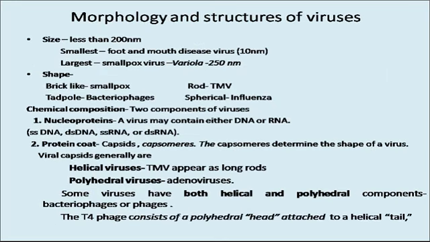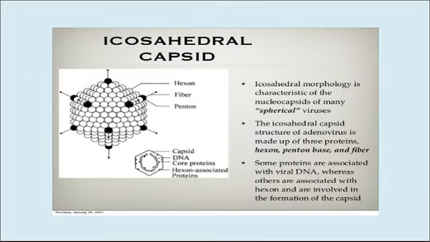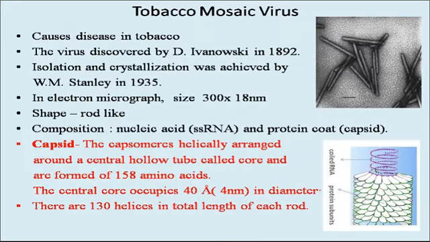The morphology and the structure of viruses depend on the capsomeres. The capsomeres are the small proteinous subunits which form the capsid around the genetic material of any virus. So viruses can be helical, polyhedral, or complex on the basis of this arrangement of the capsomeres. So let's see the morphology of tobacco mosaic virus.